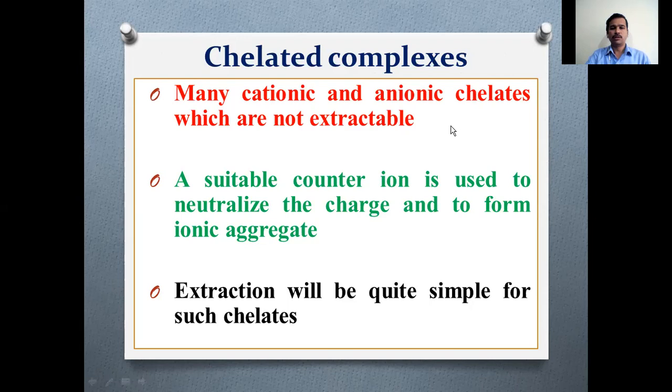Therefore, we have to convert that into an electrically neutral species by a charge neutralization process, in order to convert it into an ionic aggregate. So a suitable counter ion is required. Such metal chelates can be treated with a suitable counter reagent in order to convert them into electrically neutral ionic aggregates. A highly stable ion association complex will be formed and that can be extracted.